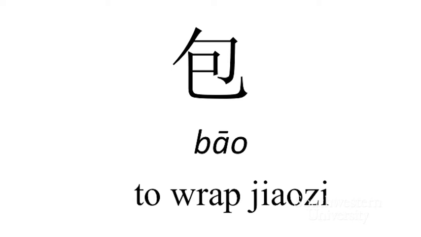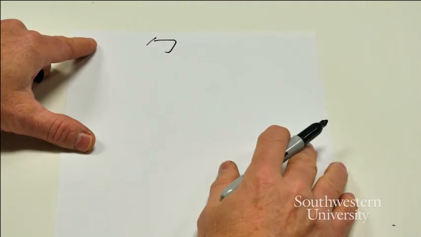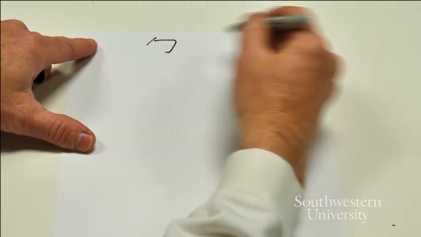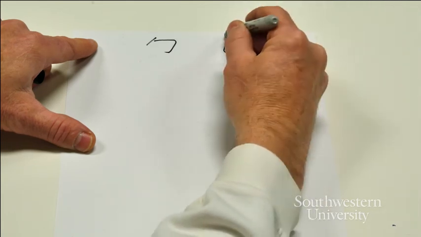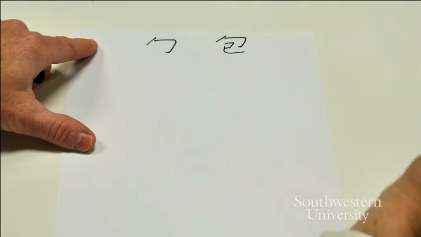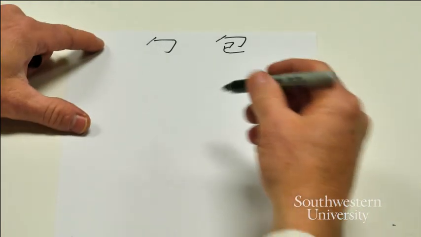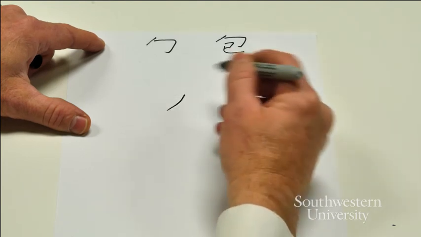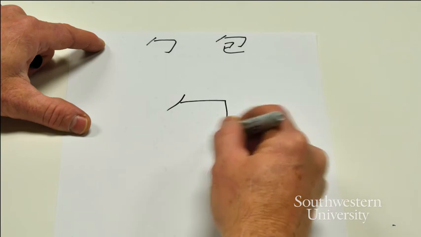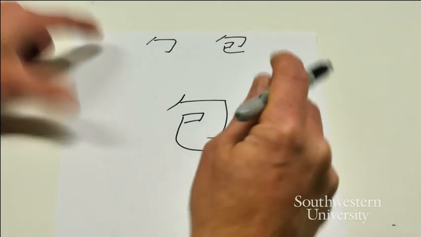Bao. In bao, this component itself is phonetic. It is a depiction of an unborn child, a fetus, that is inside of the mother in the womb. So by extension, to be wrapped, to be full, to wrap, to hug. Bao.